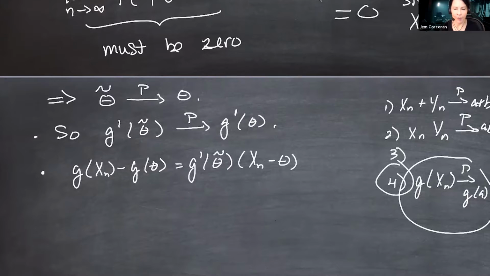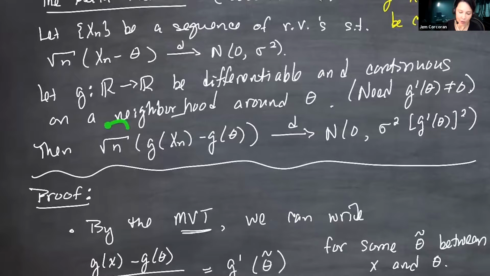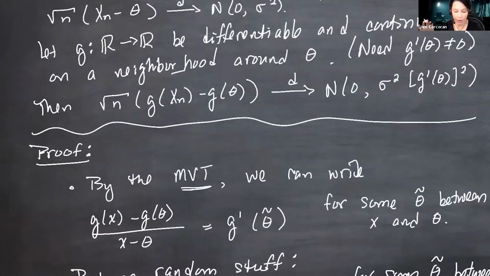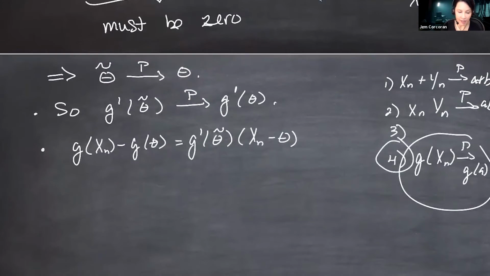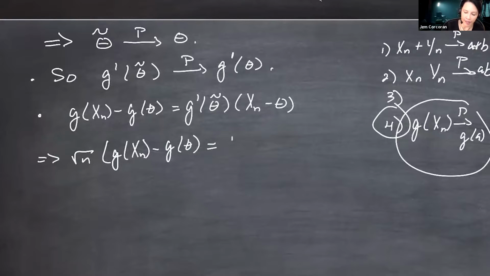So what do I care about? Sorry about the scroll, but I'm going to scroll back up and see what I'm trying to look at. The square root of n times this needs to go to this. So I'm going to take a square root of n on both sides of this. And so I've got the square root of n times g(Xn) minus g(theta) is equal to, and I'm going to put the square root of n sort of in the middle here.